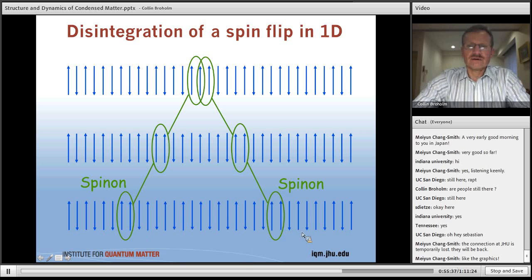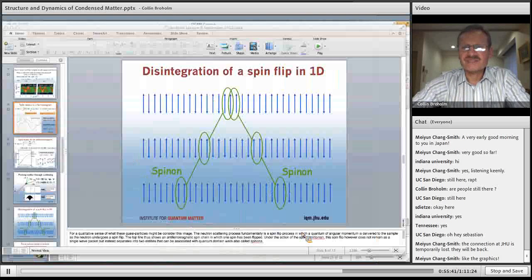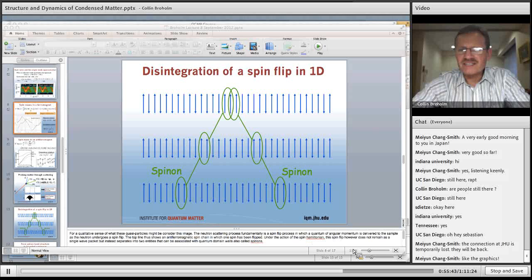Okay, so let me just see if there are any questions that have been posed so far. I'm just going to take a look at my chat window.